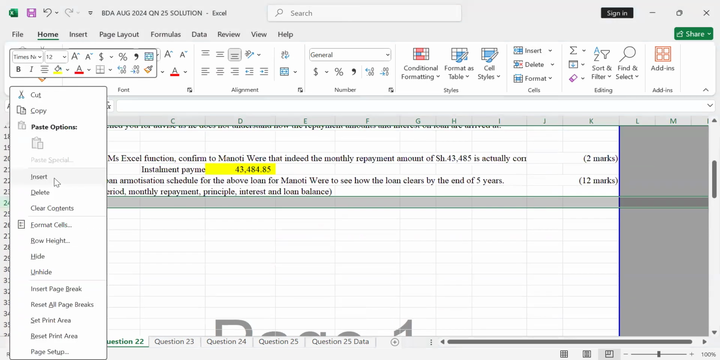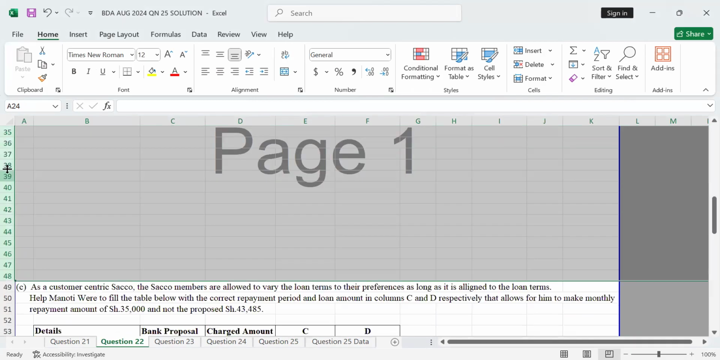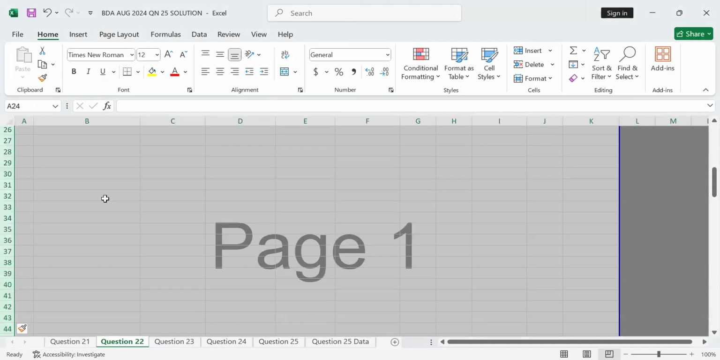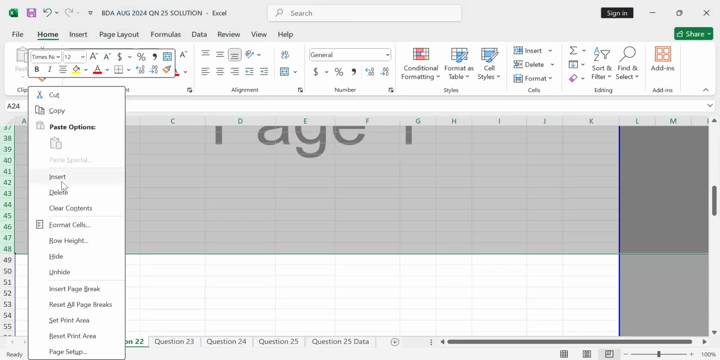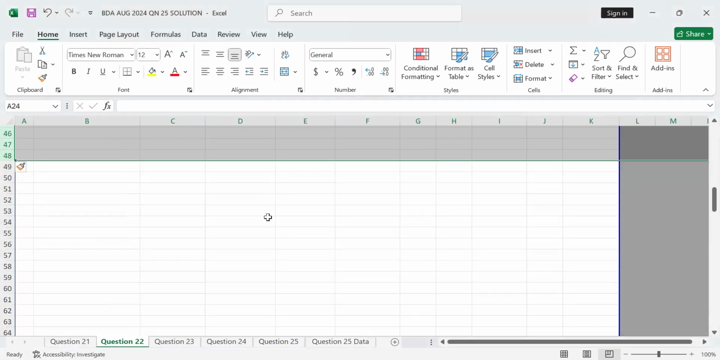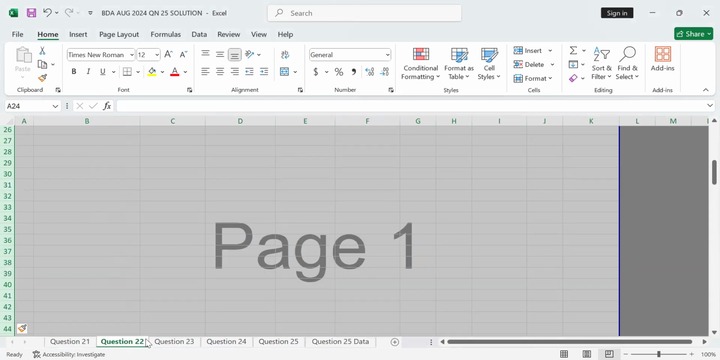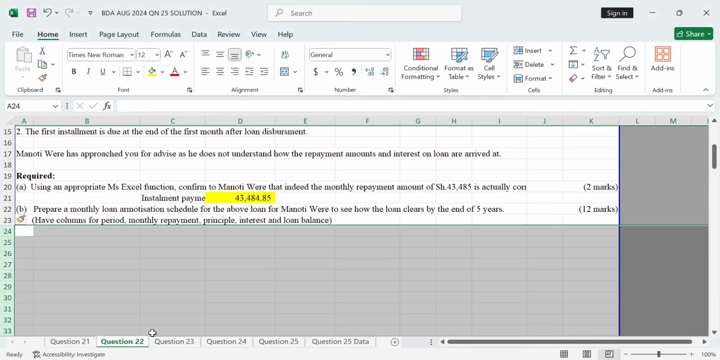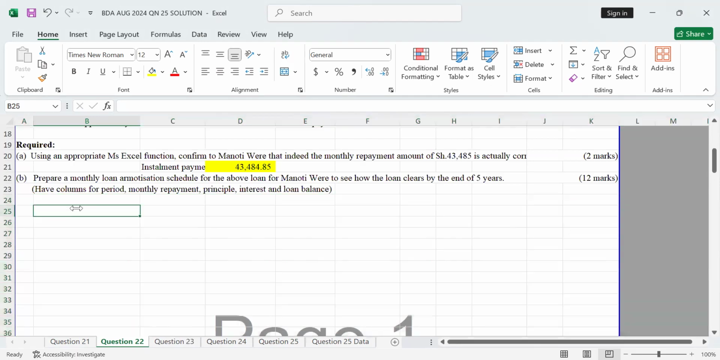I can just insert around 60 rows that way. Again, remember it is not a must that you do the question in the questionnaire. You can also create another sheet to show the workings. In my case I don't want to do that, but you can create a sheet for workings and call it question 22 solution. There is no problem with that.